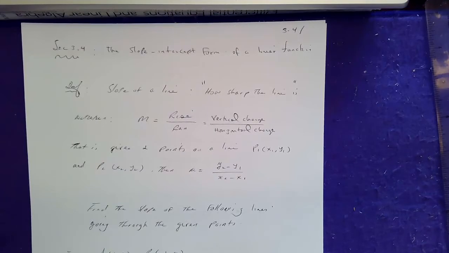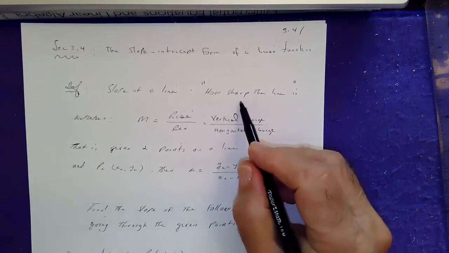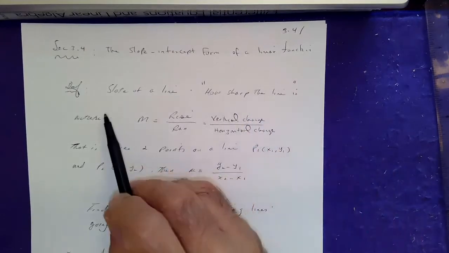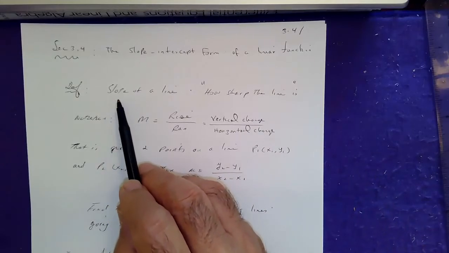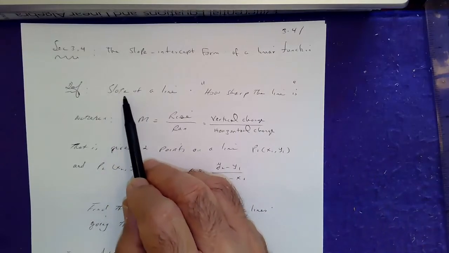Is it flat? Is it going up, or is it going down, or is it vertical? So the sharpness of the line is what is defined as the slope of a line.